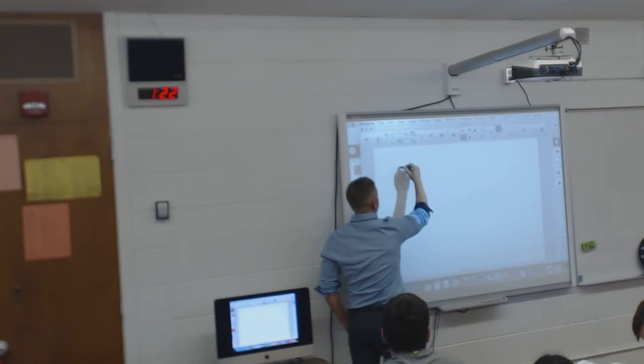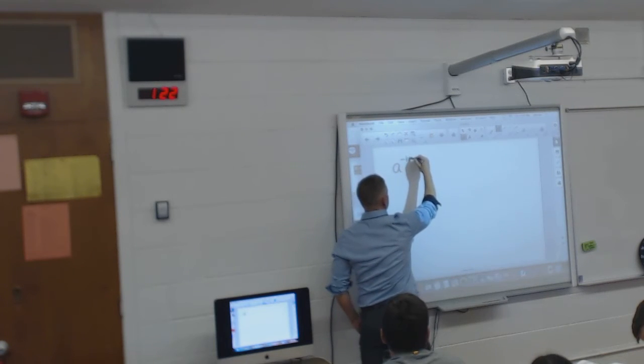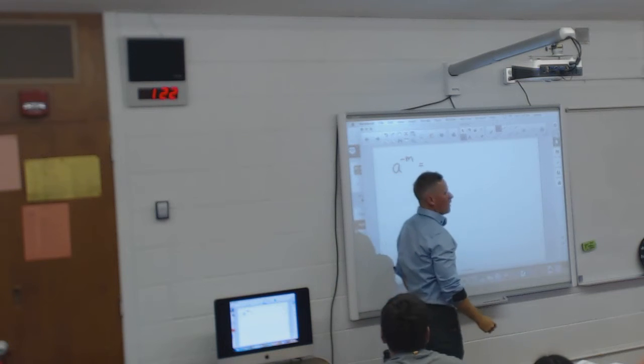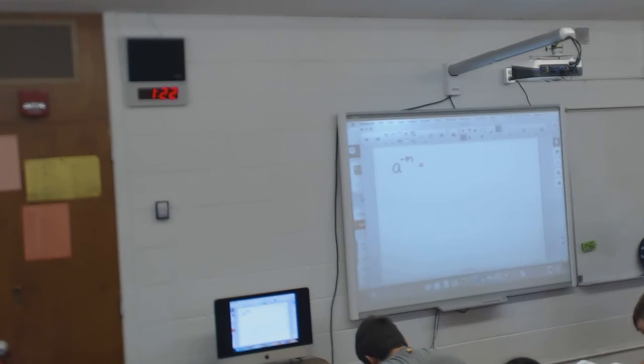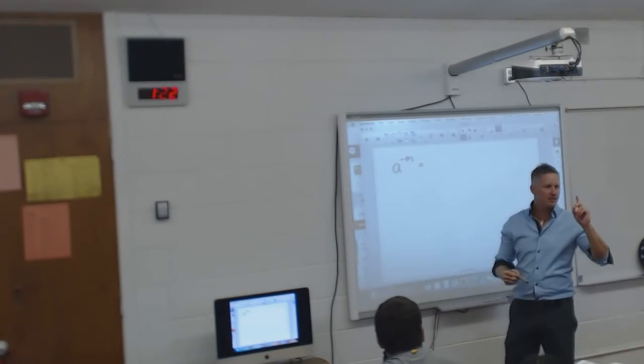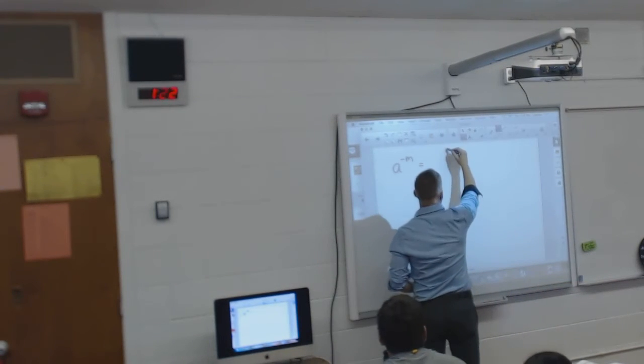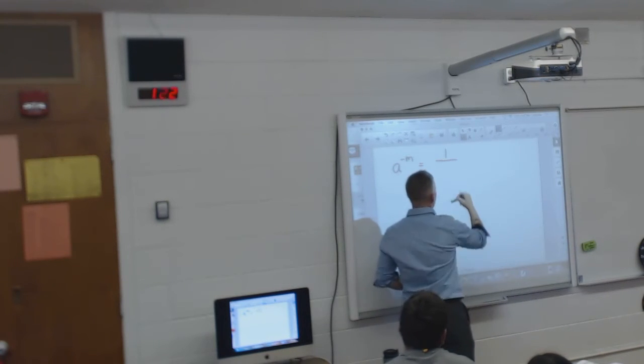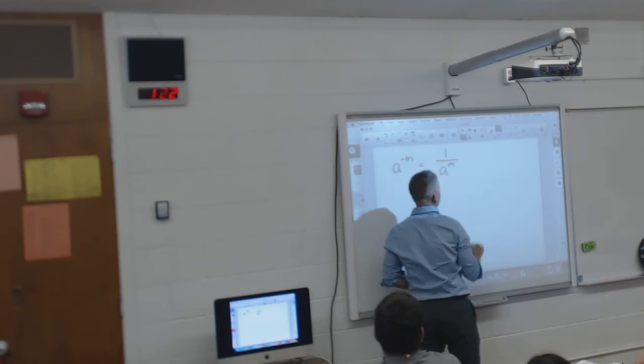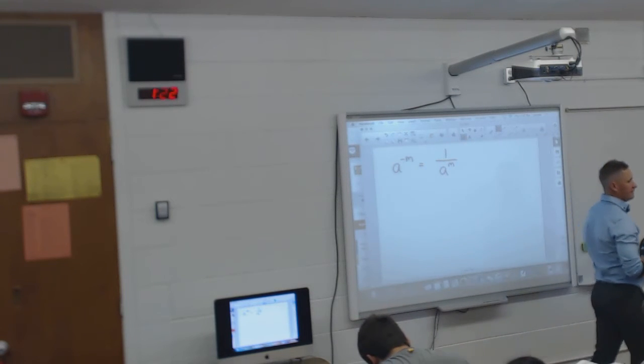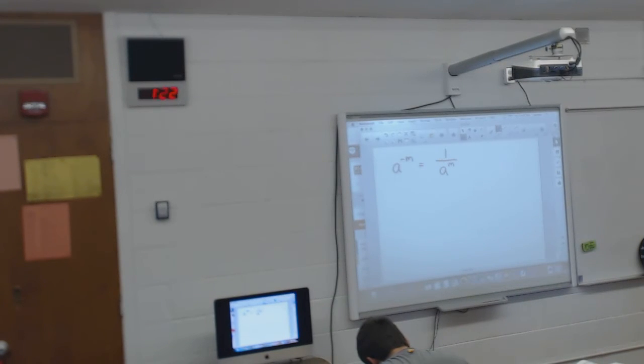Here's how it works. A to the minus m. I want to write that as an exponent with a positive value. Okay? In order to do that, I do one simple step. I just simply put a 1 over it and move it to the bottom, and it becomes 1 over a to the m. Okay? Alright. Everybody follow me so far?